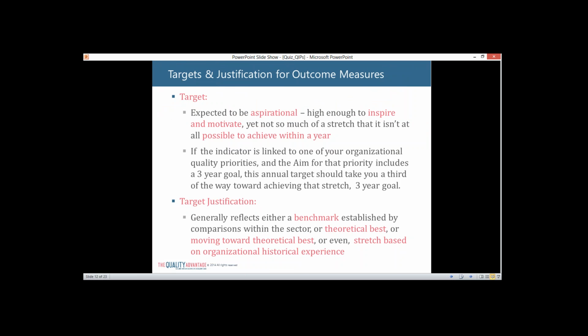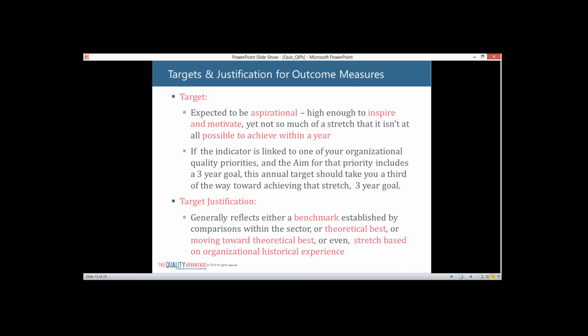So let's take a look at how we set targets. They are expected to be aspirational. So what does that mean? High enough to inspire and motivate, but not so much of a stretch that it's not at all possible to achieve it within a year, or that it totally demoralizes your staff because there's no way that they can possibly achieve it. If the indicator is linked to one of your organizational quality priorities and the aim for that priority includes a 3-year goal, this annual target should take you a third of the way towards achieving that 3-year goal.